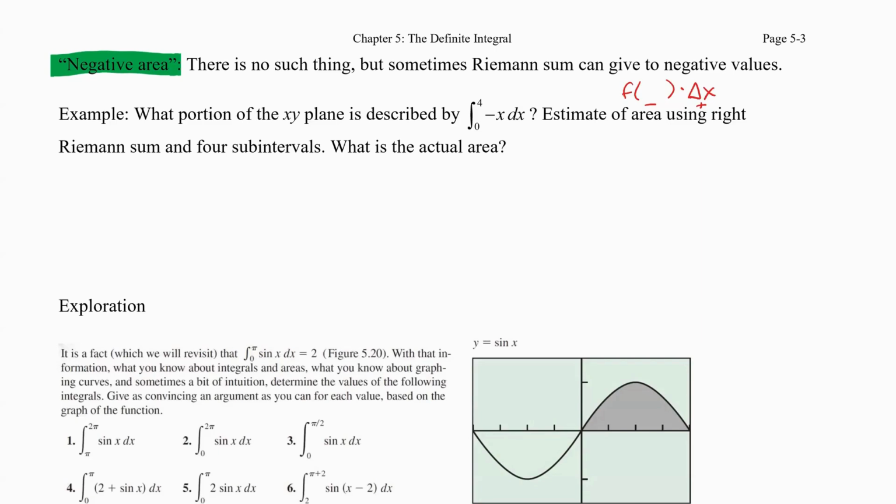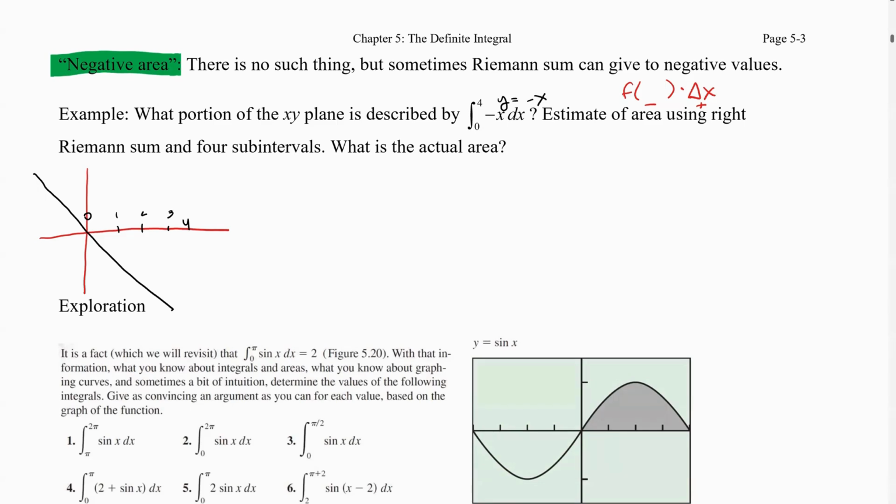Now, this means that if we apply the Riemann sum formula to some curve like y equals -x, which runs like that, and then we start saying, well, what about the area from 0 to 4? So that'd be 1, that'd be 2, that'd be 3.